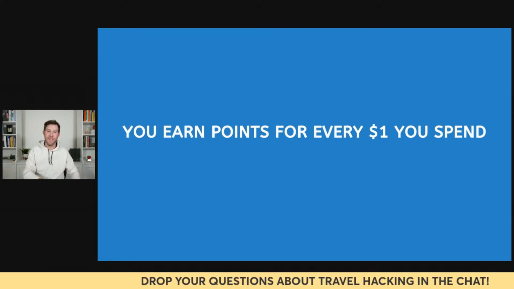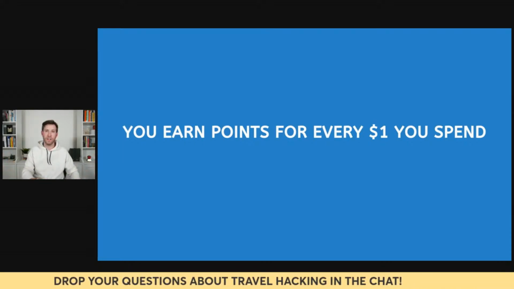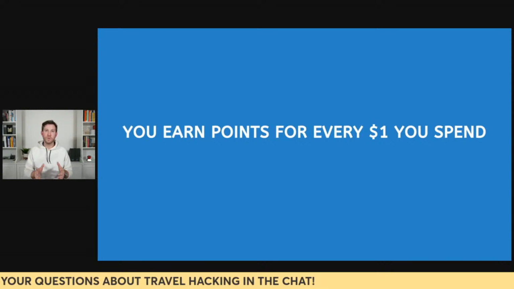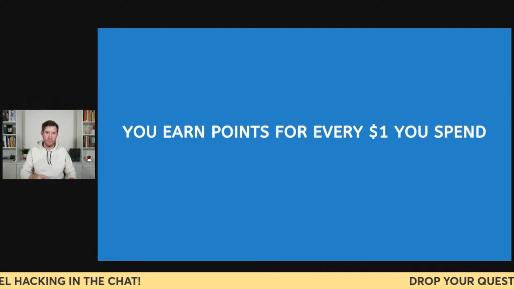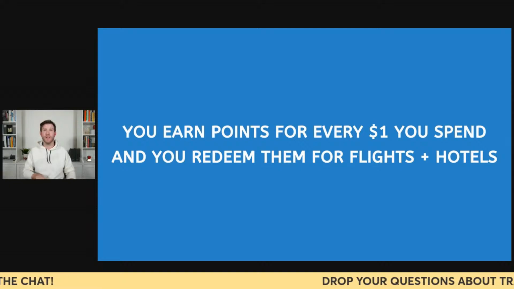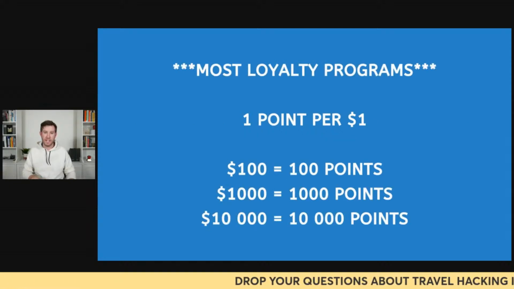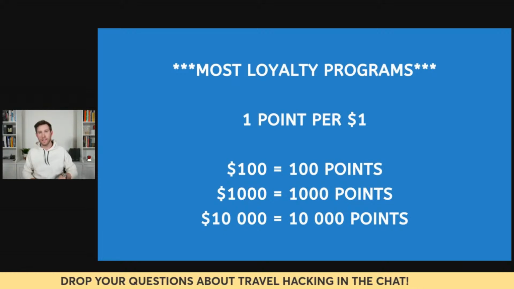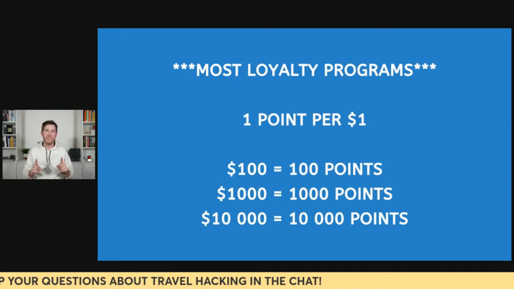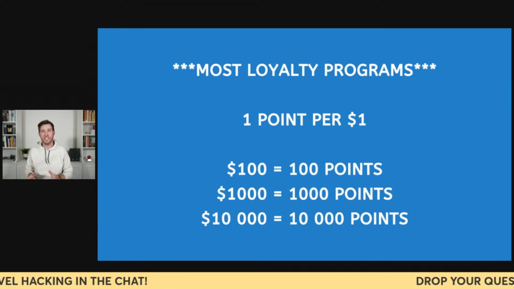When you do stay there, you earn points for every dollar that you spend. And usually that happens in a 1-to-1 ratio. We'll get back to that in just a second. You redeem them for free flights and for free hotels. And for most loyalty programs, you get 1 point per dollar. It's a 1-to-1 ratio.